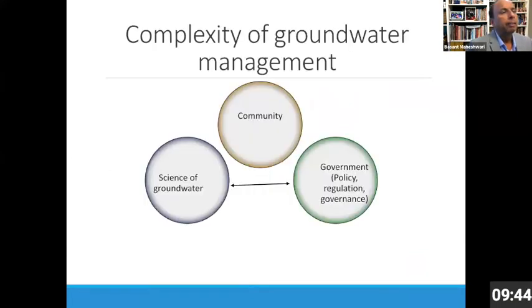So there's the complexity of groundwater management. So there is a science of groundwater, there's community, and there is government, so policy, regulation, governance. And often what happens is science works with the government, and communities often work on their own. And so there's no connection between this. But what we did in the MARVI project is we brought them together.